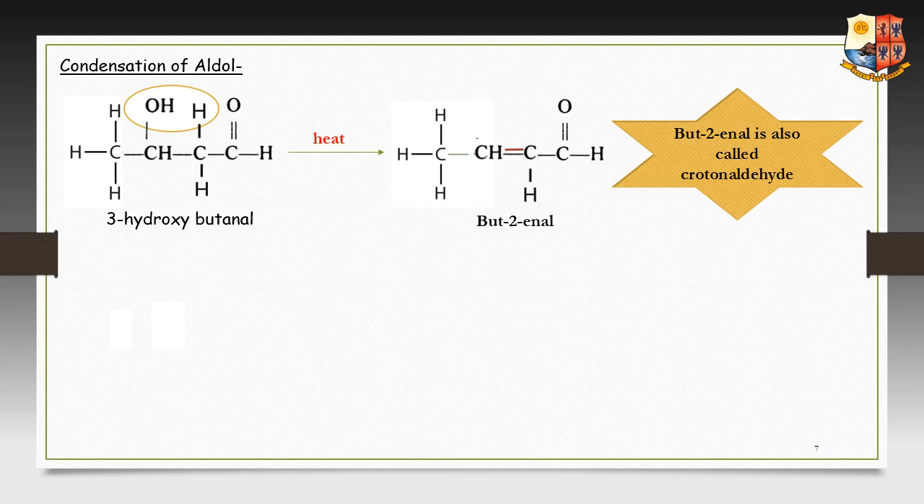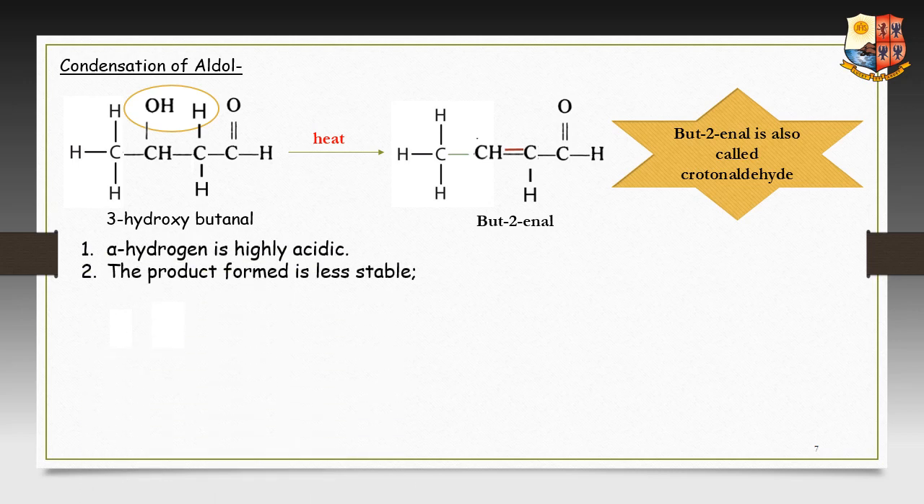Now there can always be a question as to why another alpha hydrogen only leaves and not any other hydrogen along with the hydroxyl group. So the reasons why just the alpha hydrogen leaves again with the hydroxyl group on heating this molecule are, 1, because alpha hydrogen is highly acidic, and 2, the product formed, if any other hydrogen leaves along with the hydroxyl group, is less stable. To understand which, we look at the product formed if another hydrogen other than the alpha hydrogen leaves out with the hydroxyl group. So this is the product formed.